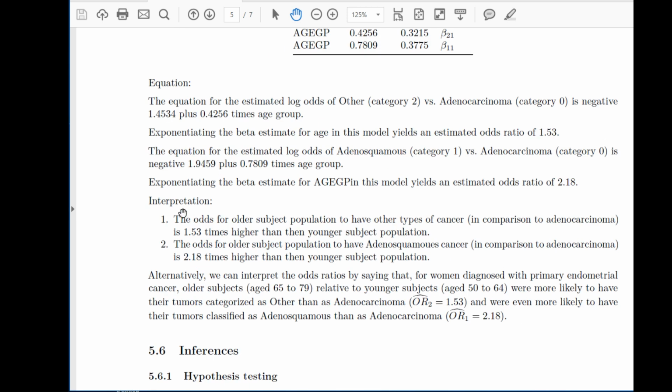So what can we interpret here? We can interpret like this: the odds for older subject population to have other types of cancer in comparison to adenocarcinoma is 1.53 times higher than the younger subject population. Sorry, wrong spelling. The odds for older subject population to have adenosquamous cancer in comparison to adenocarcinoma cancer is 2.18 times higher than the younger subject population.